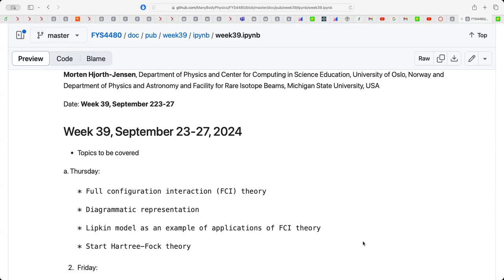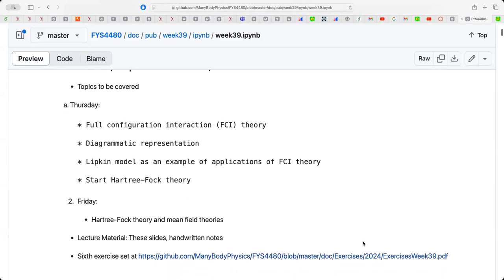So welcome back, everybody. And the topic this week is to try to wrap up the full configuration interaction theory, which is, you can think of this, if you can diagonalize exactly, it is the many-body method of choice. So I'm going to remind you of some of the things which we did last week. And then we are going to start with the Hartree-Fock theory, which is our first approximation to a many-body method like a full configuration interaction theory.